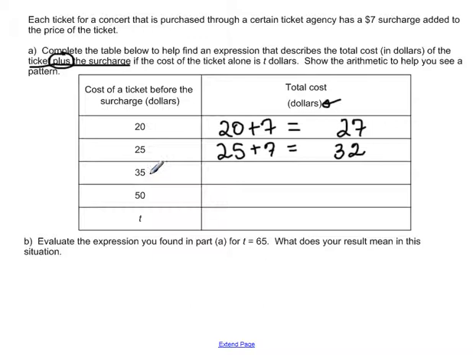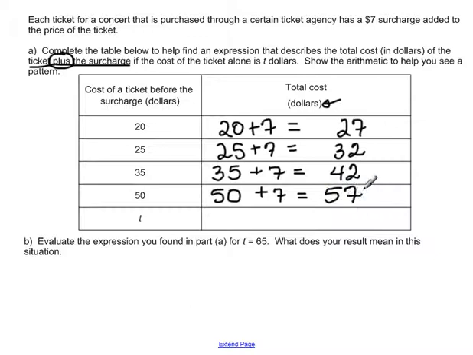In our next scenario, what if the price of the ticket was $35? If it was $35, and we add the surcharge to it, we would have to pay $42 for the total cost. What if it was a $50 ticket? I think you're seeing the pattern here. $50 plus the surcharge is going to give me a total of $57.